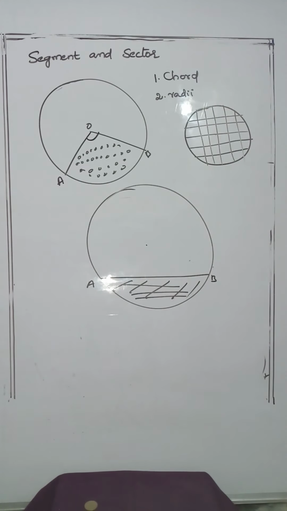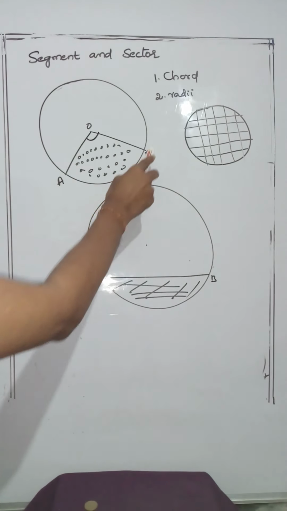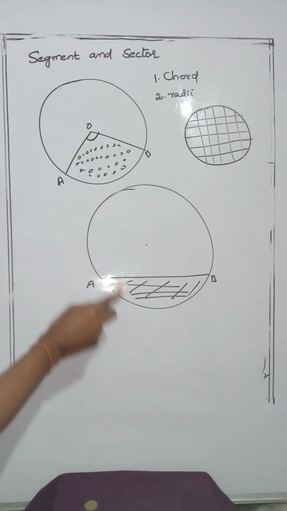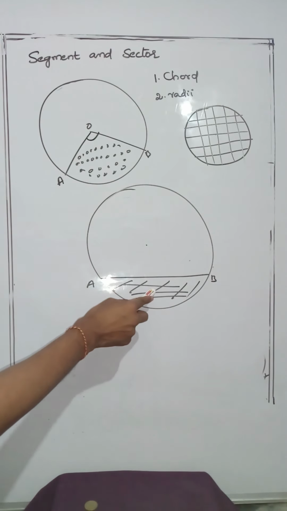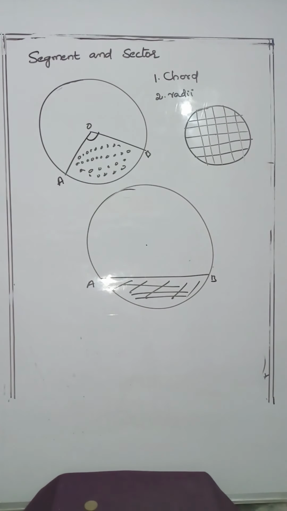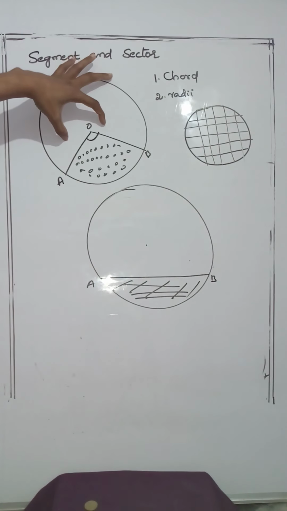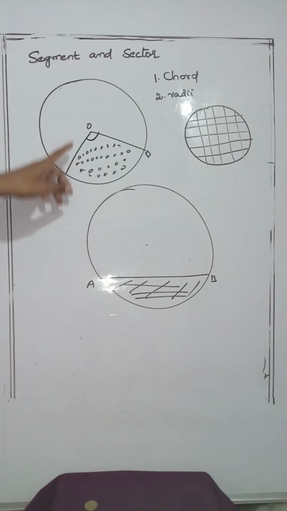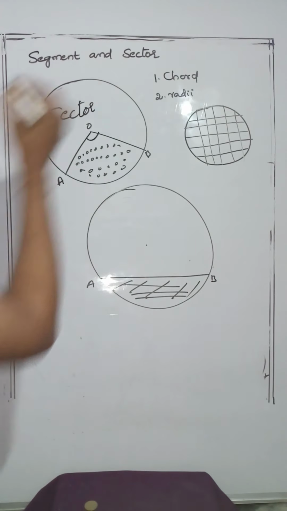That's the reason you need to understand the two differences. Here it is tracing a curved path, and here also it is tracing a curved path. But here the angle of inclination is not formed. Here the angle of inclination is formed at the center of the circle. So the region with the angle of inclination formed at the center of the circle by the radii is called a sector.